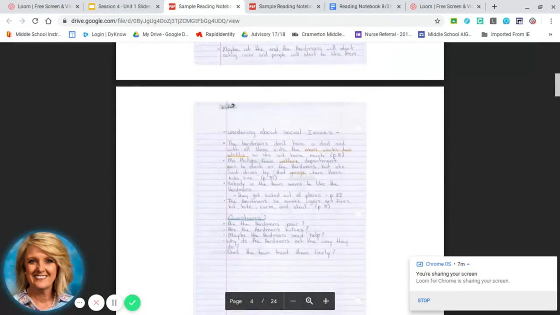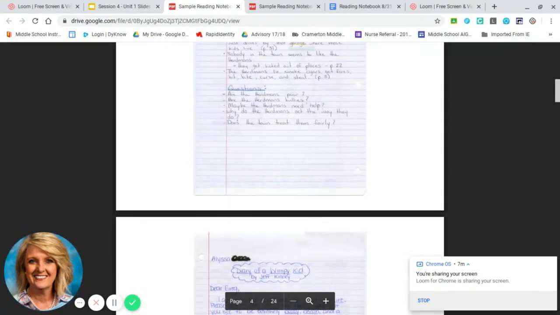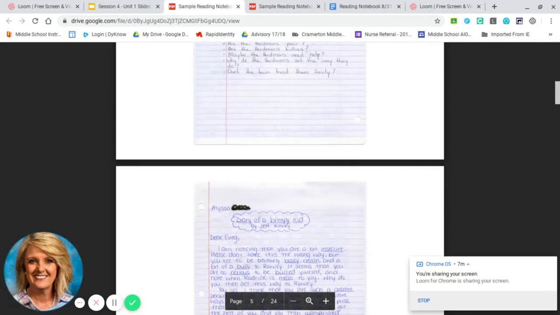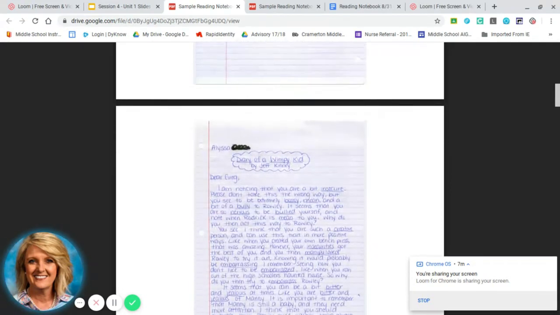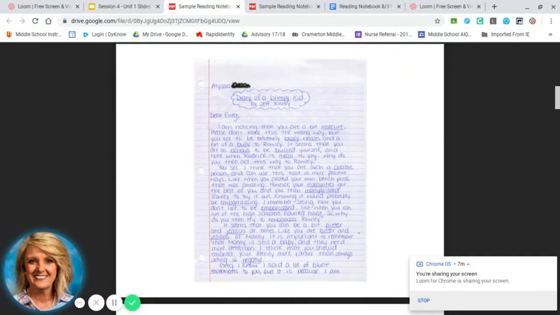Here she's written down some things that she's questioning as she reads. A lot of times if you write down things that you're questioning as you read, you're annotating. As you read, those questions may be answered. So you might want to go back through and answer those questions so you can just track your reading.